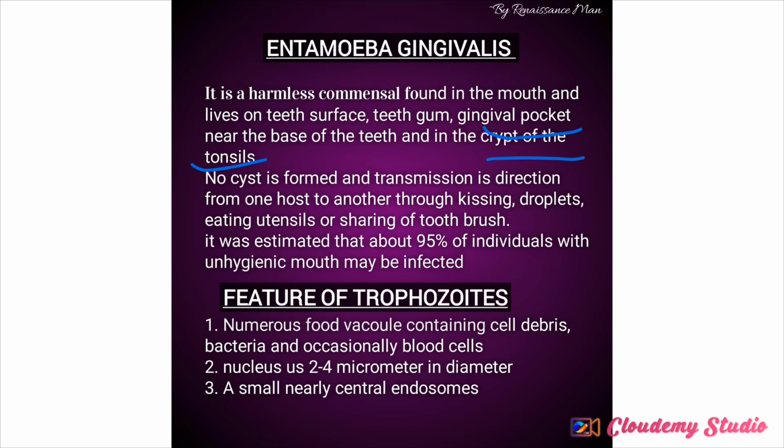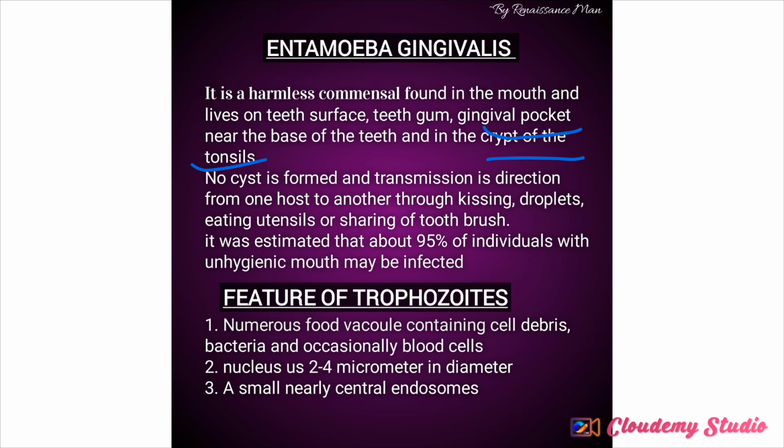Now let's talk about the features of their trophozoites. They have numerous food vacuole, and the food vacuole consists of what? Of cell debris, and in some cases it can consist of what? It can consist of blood cells. You understand? And the nucleus is about 2 to 4 micrometer in diameter, and it is small. It is very, very small, and they have a nearly central endosome. You understand? And one thing I forgot to mention is that the cell is about 10 to 20 micrometer in diameter. Their cell. I forgot to write it here. 10 to what? 10 to 20 micrometer in diameter.